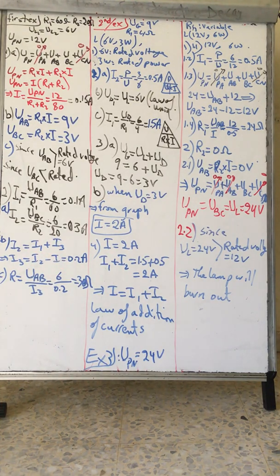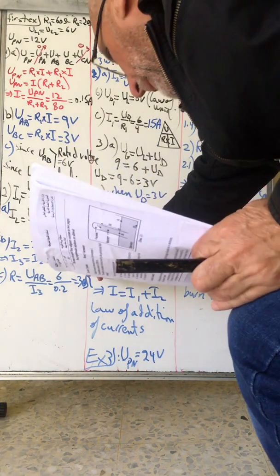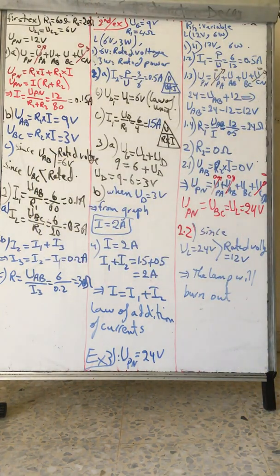Of course I1. We get 0.2 amperes. Part C, deduce the value of R according to Ohm's law: R equal UAB over I3. We need I3 because in R we have I3. We get R equal 30 ohms. This is the first exercise. Now, second exercise.